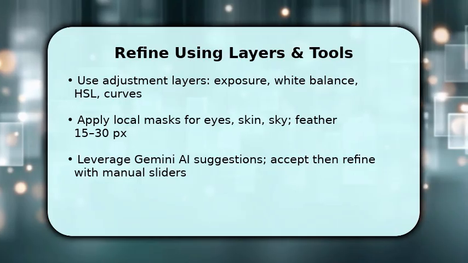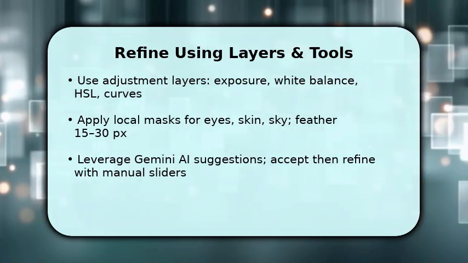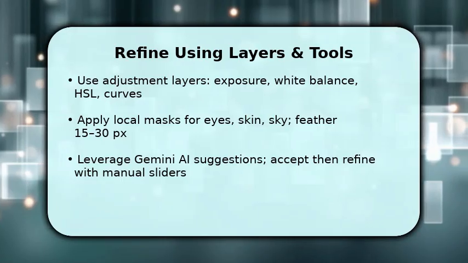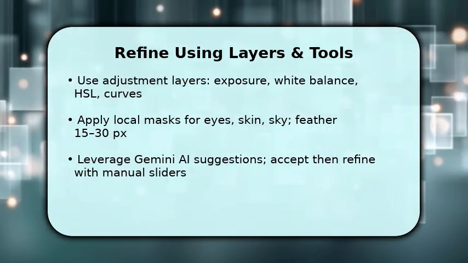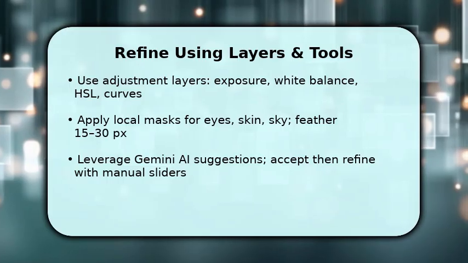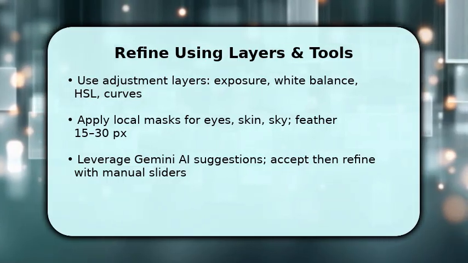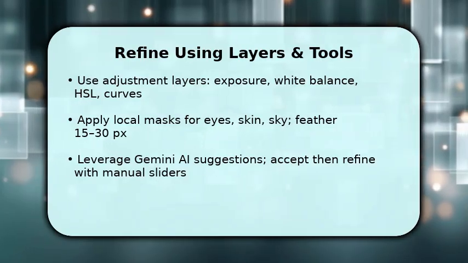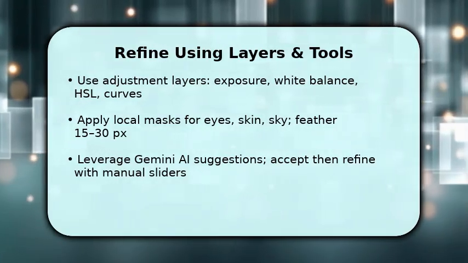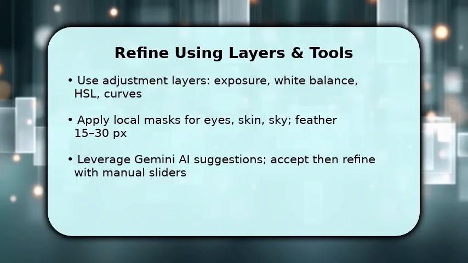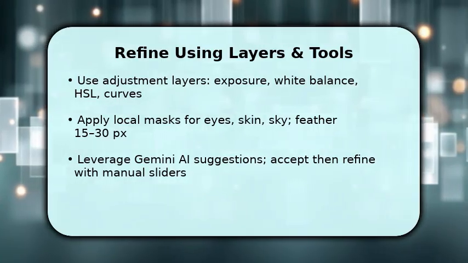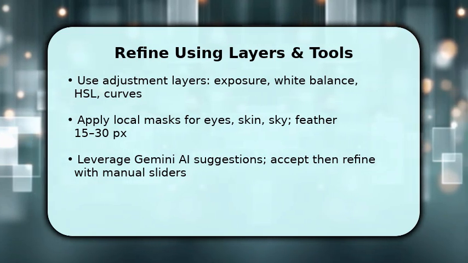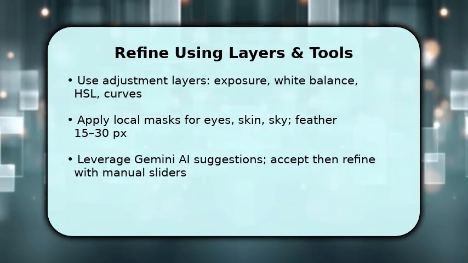Start with global adjustments, white balance, curves, and HSL to set the base look, then add adjustment layers for non-destructive edits. Use local masks for eyes, skin, or sky, feathering edges about 15 to 30 pixels so transitions remain natural. Gemini's AI will offer suggested mask shapes and intensity. Accept a suggestion as a baseline, then lower or raise strength with manual sliders to maintain texture and prevent oversmoothing.